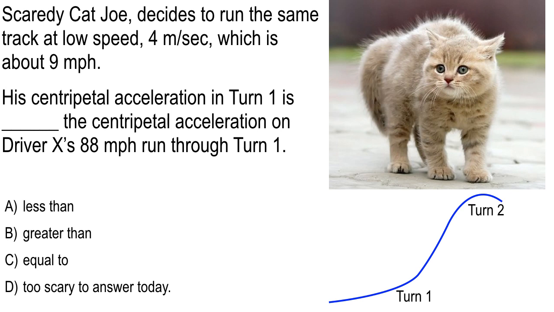Now, he's on the same track. But he's a kitty cat, so he only goes at 9 miles an hour. And you can tell he's a scaredy cat because his hair is standing up on end.